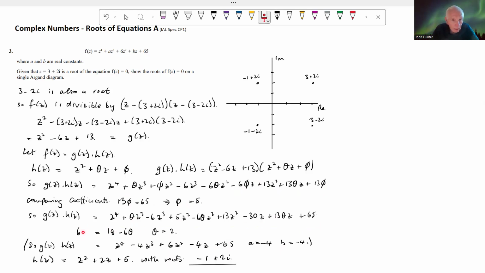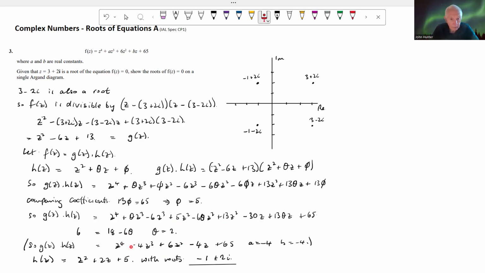And I think we can compare, what are we comparing? The coefficient of z squared. So we've got that occurs there twice. No, sorry, not there. We've got that, and that. So it's 18 minus 6 theta altogether, and that's equal to the 6 up there. All right, so that's giving us theta equals 2.